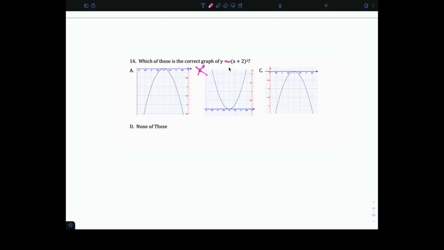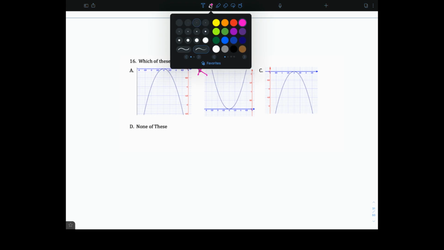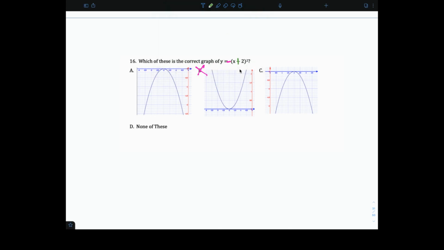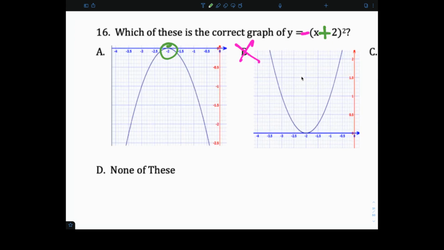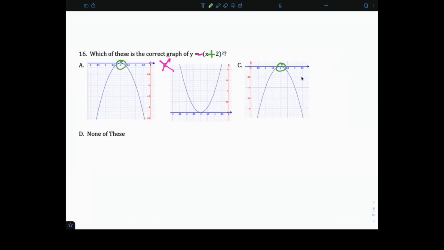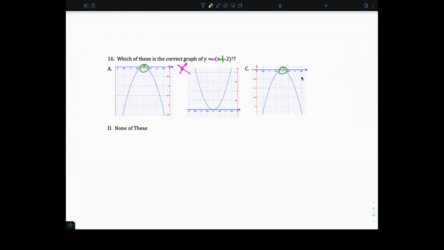The plus 2 indicates that we follow, and this is the question: am I shifting to the right 2 or to the left 2? So hopefully you're saying to the left 2, which, see, this is minus 2 and this is 2. I know it's kind of hard to see here. That's minus 2, and that's plus 2.